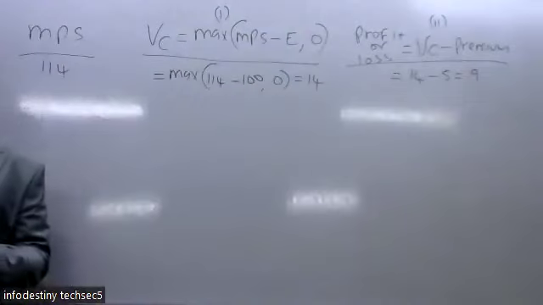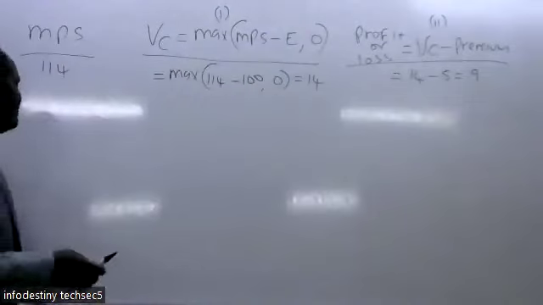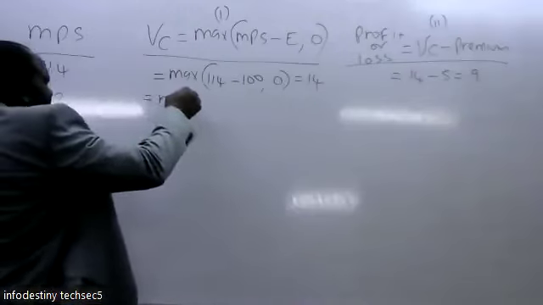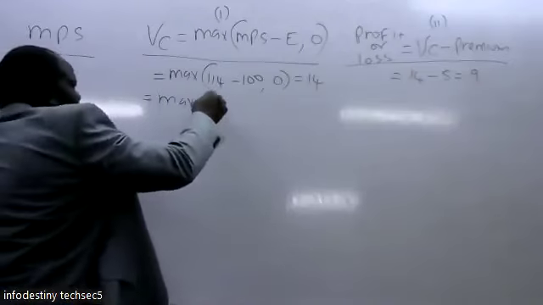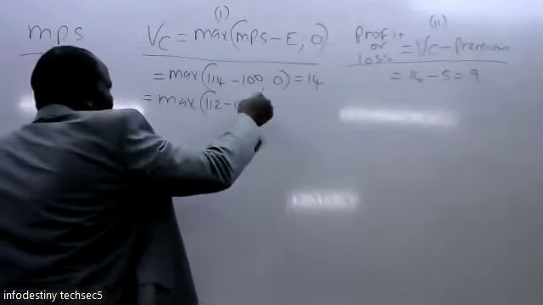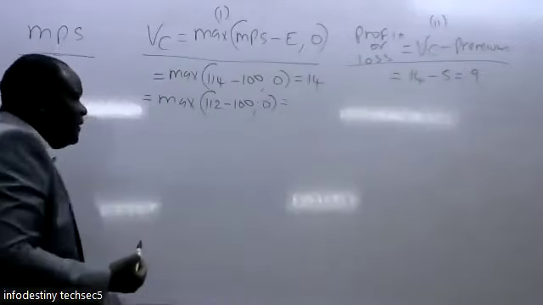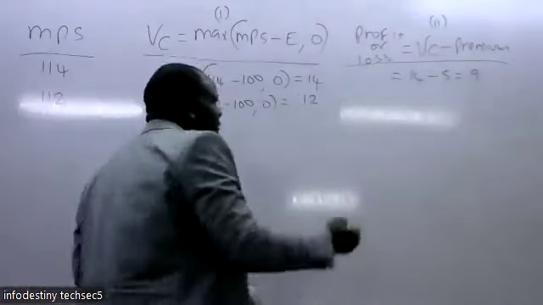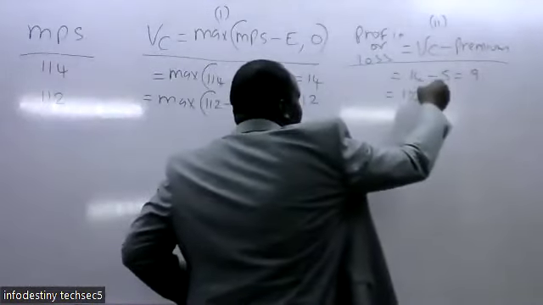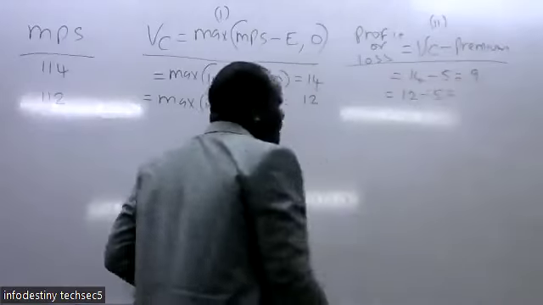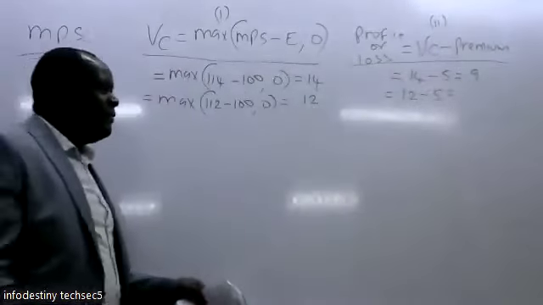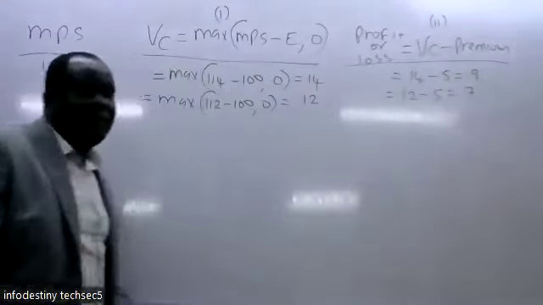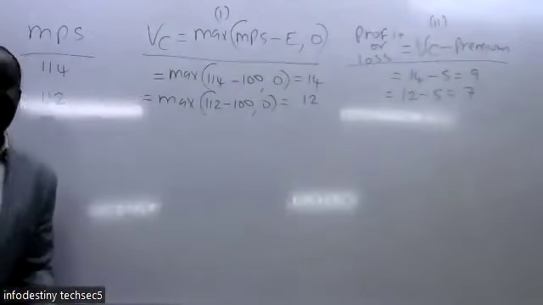Our second price is given as how much? We go to 112. So when it is 112, we also get there the maximum. Then it is simply take 112 minus 100 because exercise price is constant. So this will give us 12. Then profit or loss, also take 12 minus the premium, which is still 5. So that will give us a value of 7. Yeah, that's now for the second price.